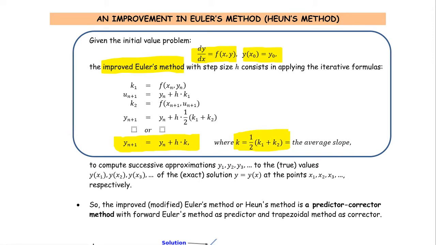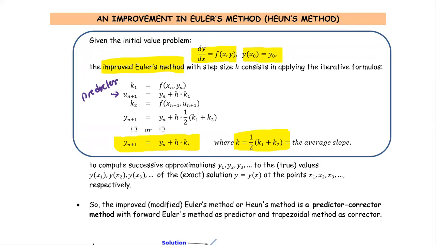K1 is found by using the slope function, or the f of x, y. X and y are the ordered pair at the current step. And u_{n+1} is called the predictor. If you recall, this is exactly the next step of the Euler's method, but we are going to use it as a predictor to get the corrector.